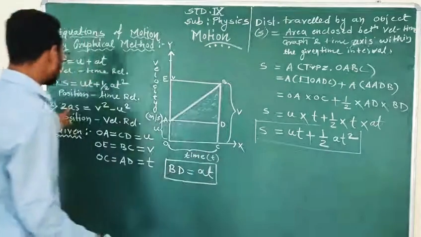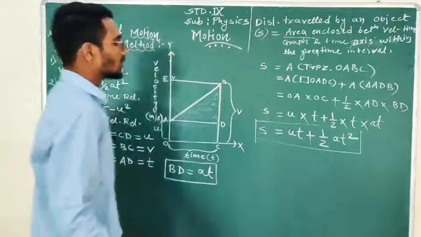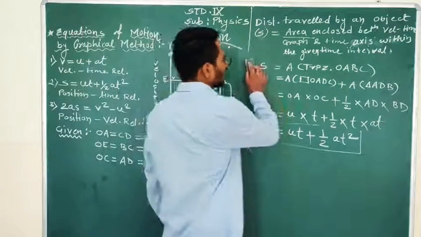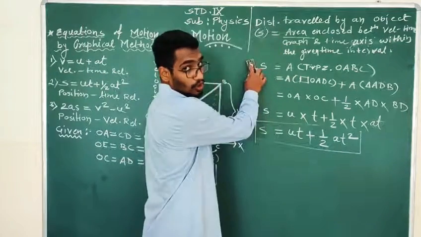Now equation number 3, 2as is equal to v square minus u square. Okay? So I am erasing this, you note it down in your copy.